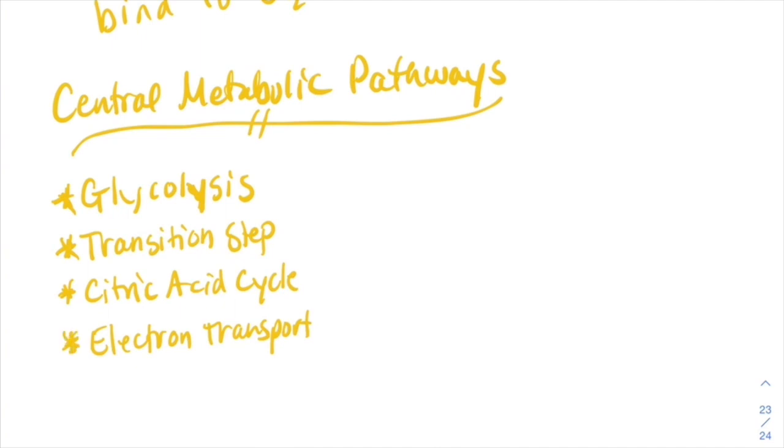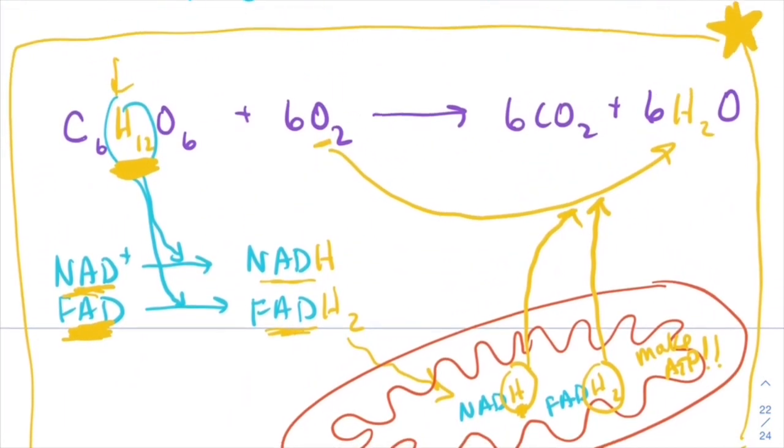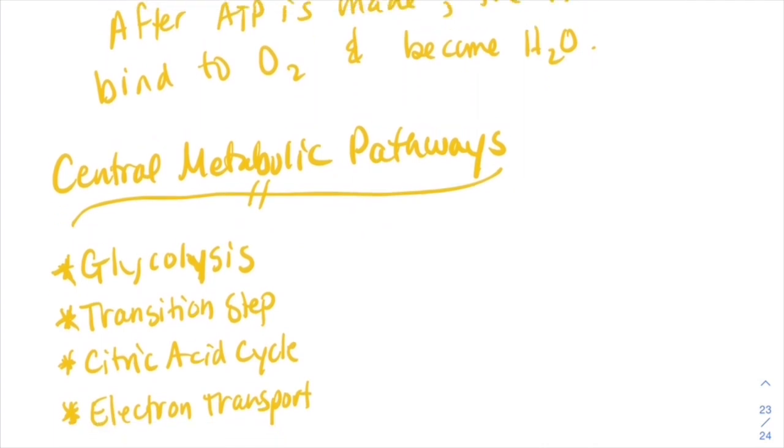These are 4 major processes that it takes to get all this stuff on this screen done. This does not happen all at once. It happens little by little through processes that we call glycolysis, the transition step, the citric acid cycle, and electron transport. Now, for each of these, you need to know several things about them. I am not going to have you write down individual chemical reactions, but you do need to know some things about them.